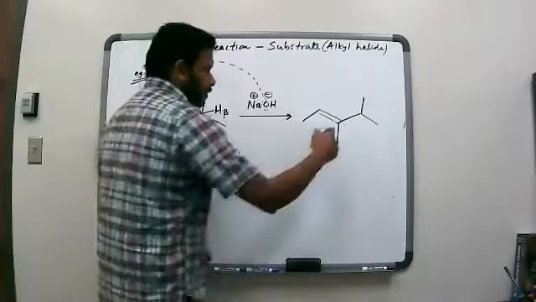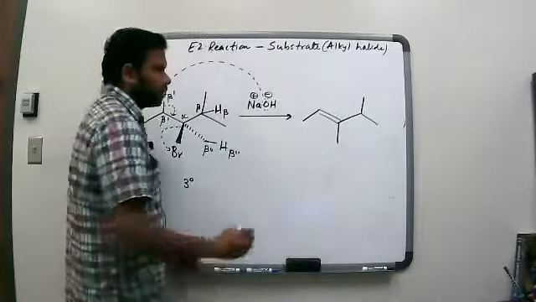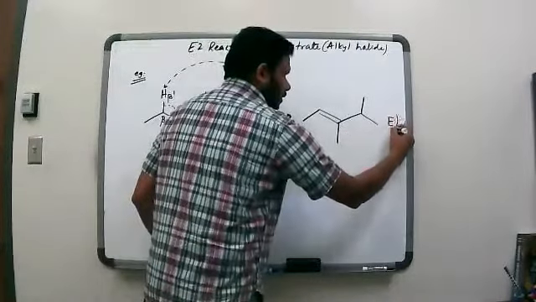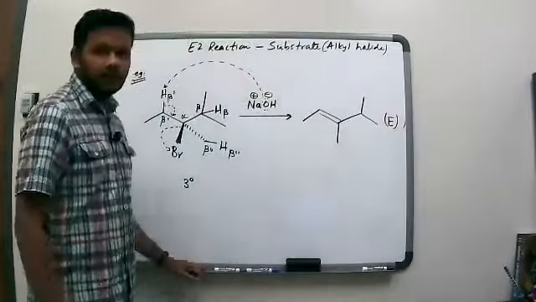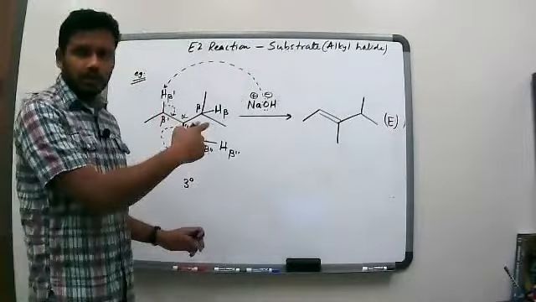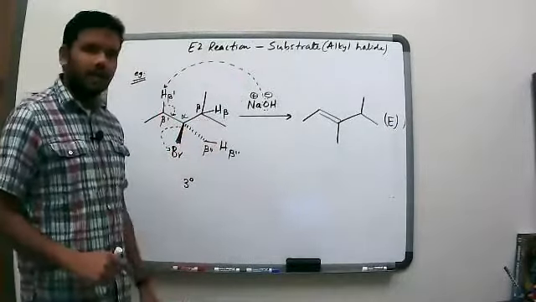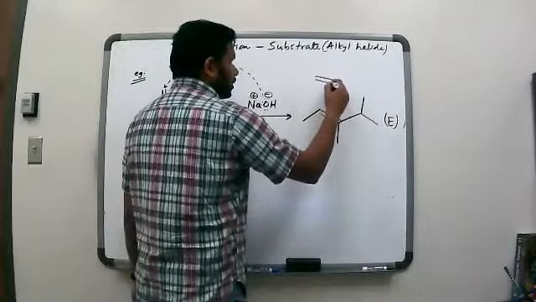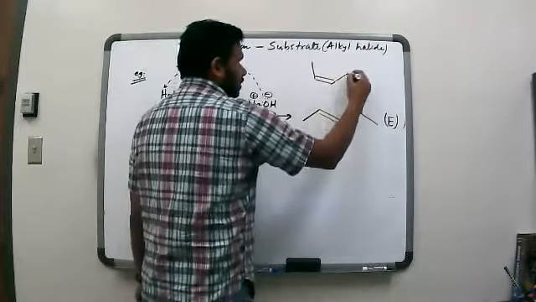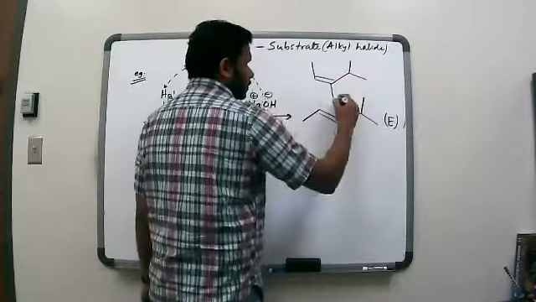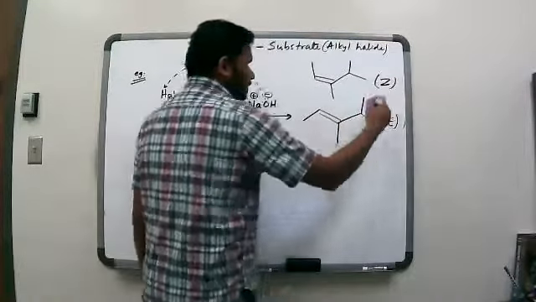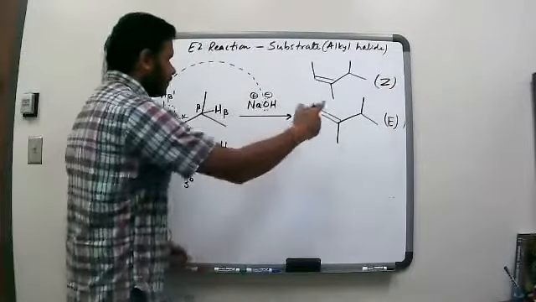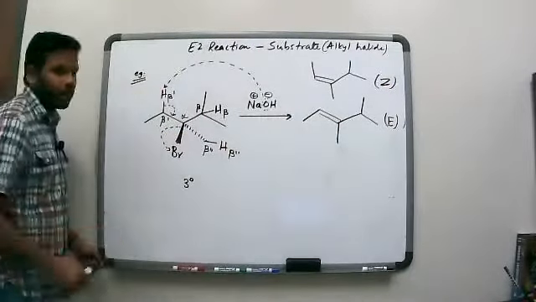Now, in fact, there is another product possible here, because this is the E alkene, and you might want to work through this and convince yourselves that this is the E alkene. Okay, so we can actually write down a Z alkene. So this is Z, and these are both coming from the beta prime.